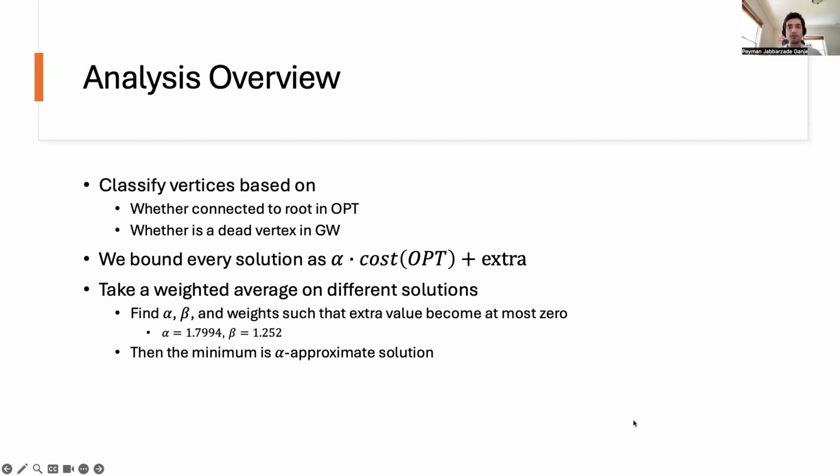And then we take a weighted average between the different solutions that we have. And we show that we can find some alpha, beta, and some weights such that if we take the weighted average, this extra value becomes less than or equal to 0. And this means that the weighted average is at most alpha times the cost of the optimal solution. We do this by setting alpha equal to 1.7994 and beta equal to 1.252. And since the weighted average is at most alpha times opt, the best solution, or the minimum of them, is an alpha approximate solution.